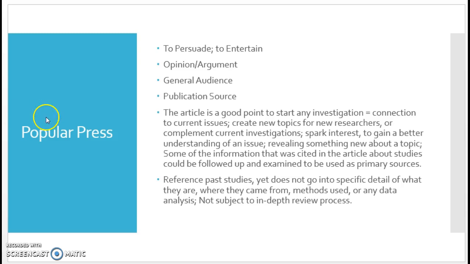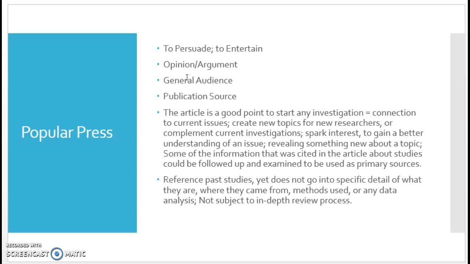Overwhelmingly, people were able to correctly identify this as a popular press source. Many of you noted that it was written in a way that was maybe meant to entertain or to persuade an audience. In this way, it definitely offered a particular opinion or an argument. It came from a certain perspective. Some of you called this bias.